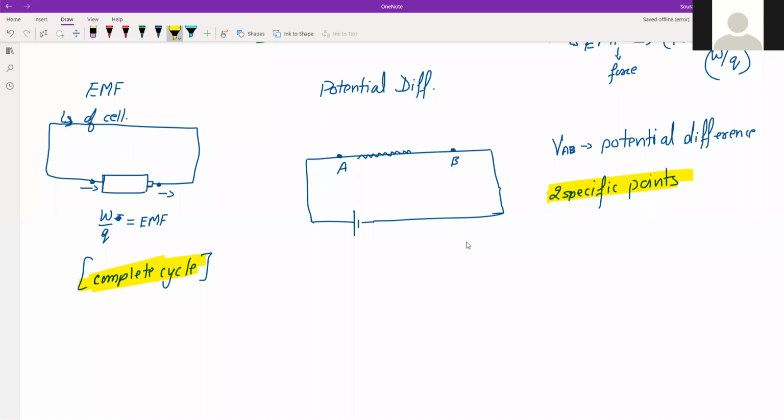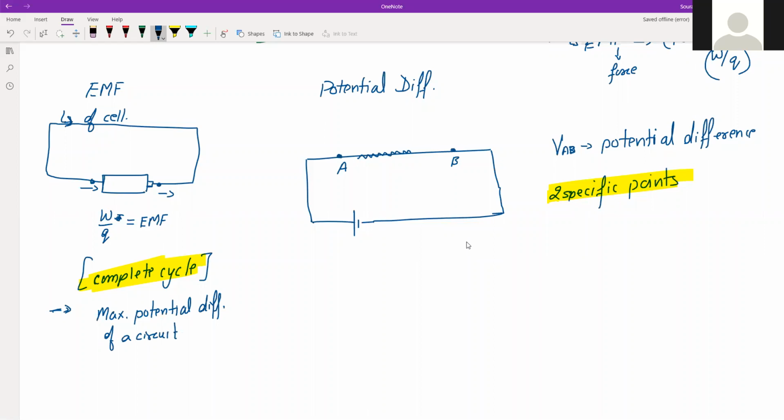So that's why this EMF is there. EMF is of a cell. So it exists even when the circuit is closed or when there is no current. Okay, or we can say that this is the maximum potential difference of a circuit.